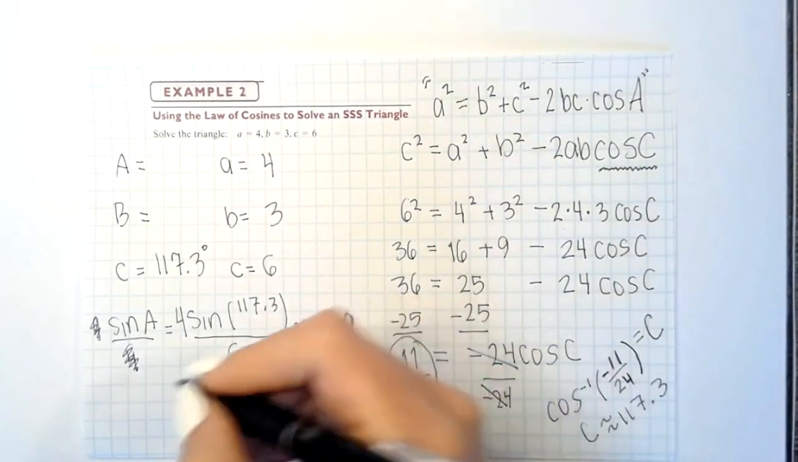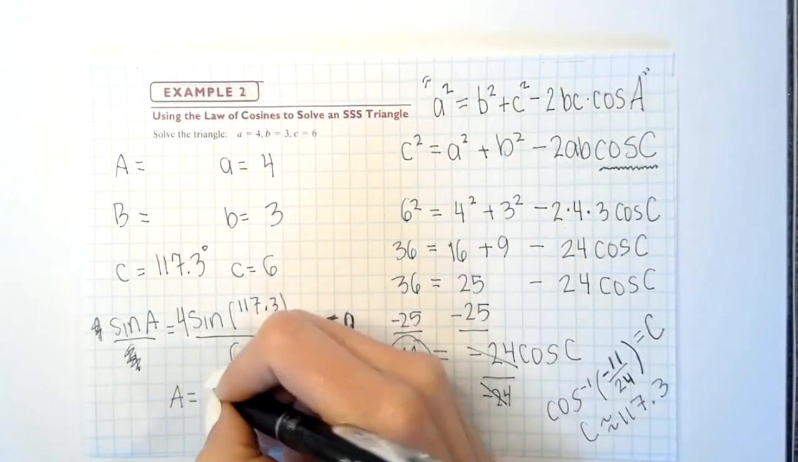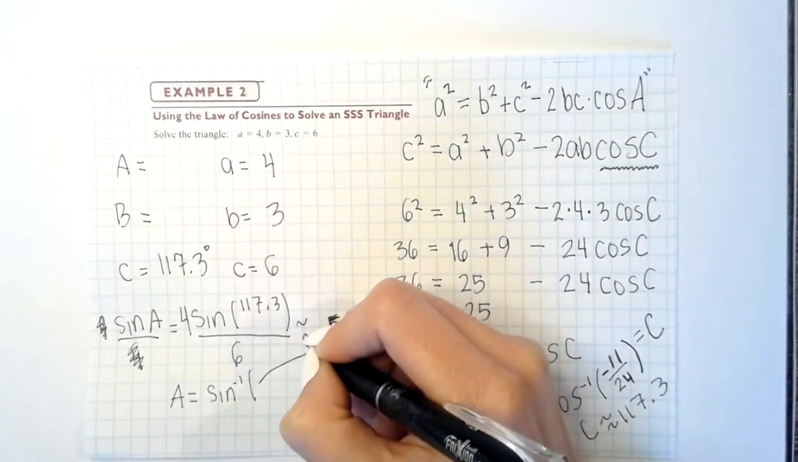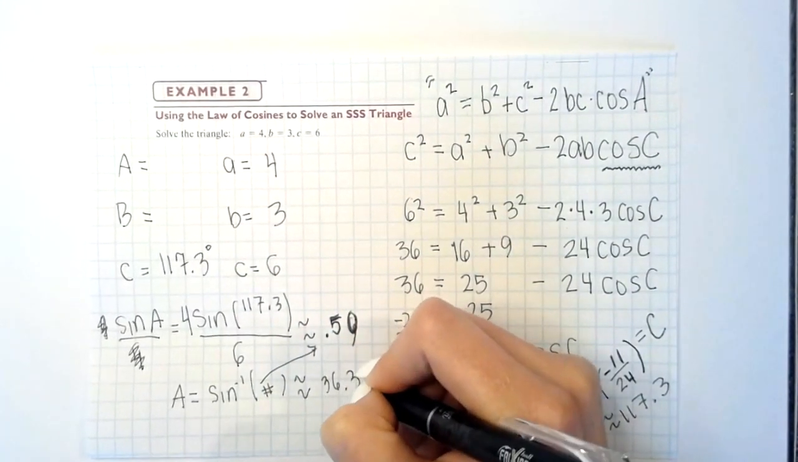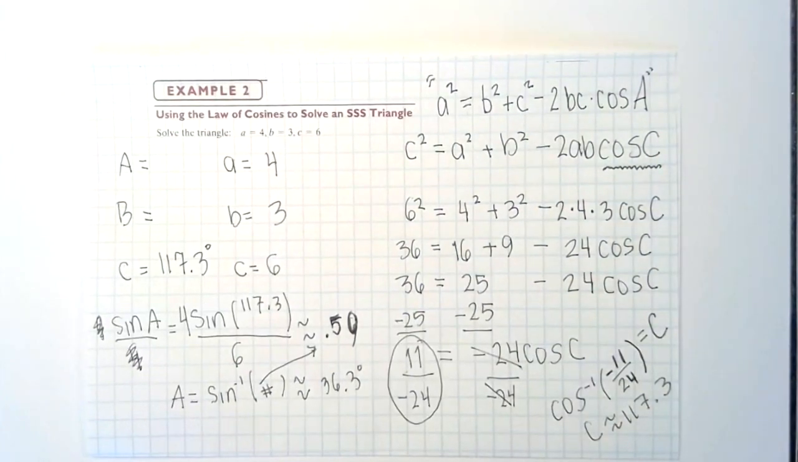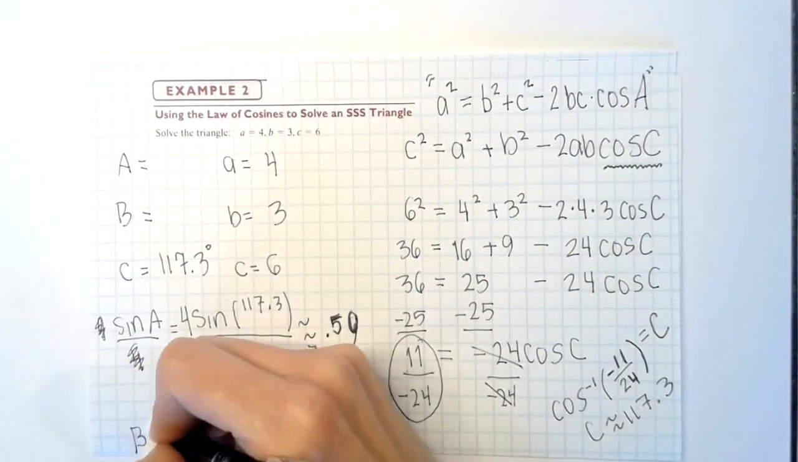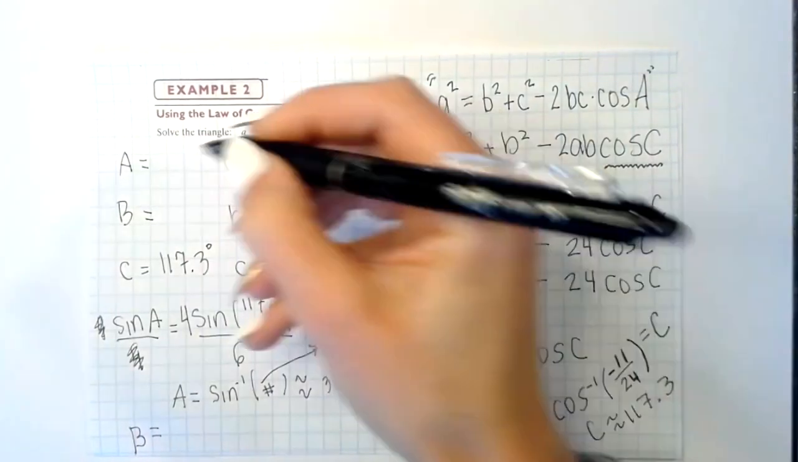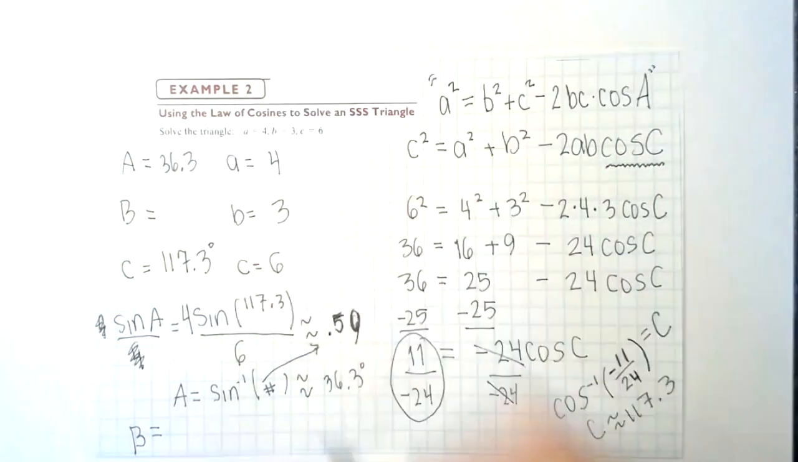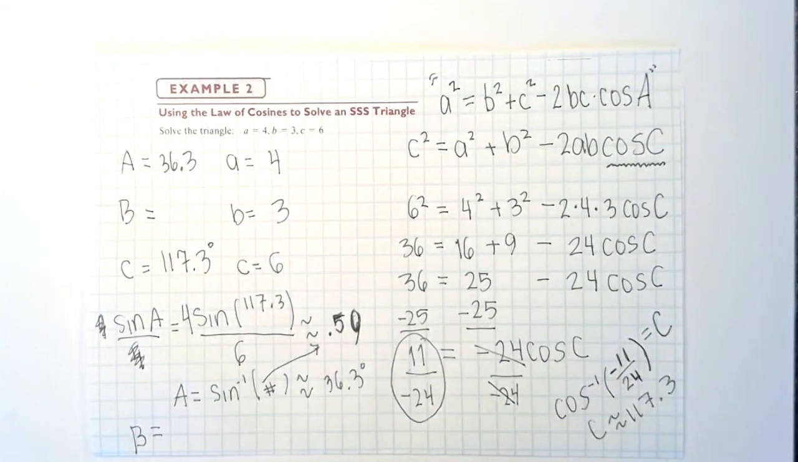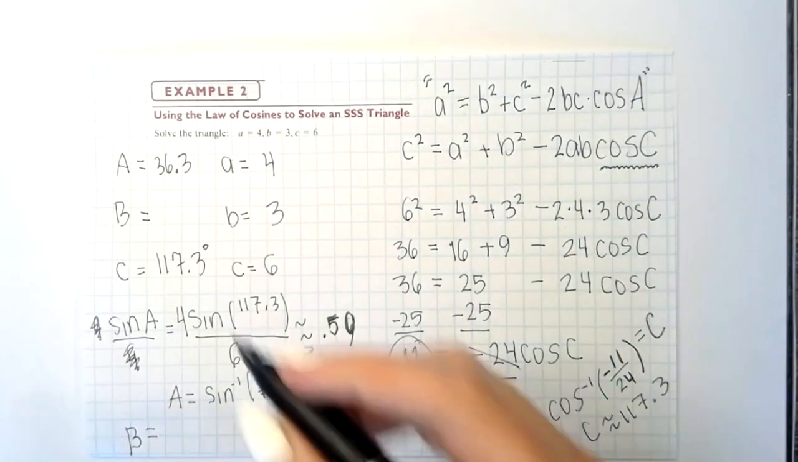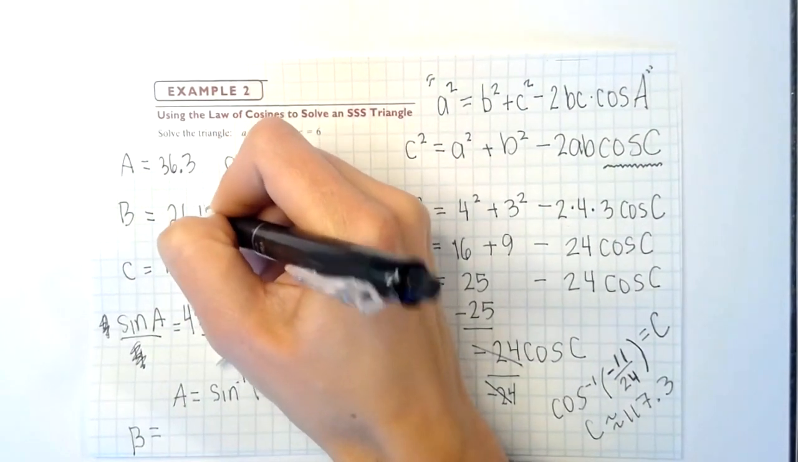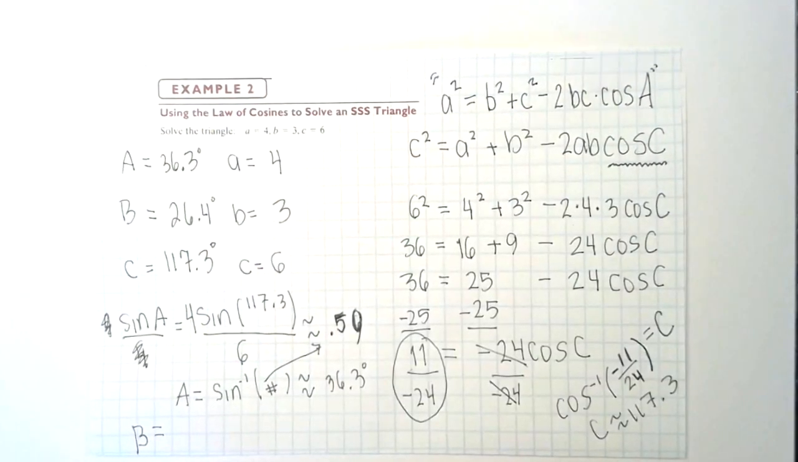All right, so the angle A will be equal to the sine inverse of 0.59. Really use the number that's on your calculator screen, or just leave it as 4 sine 117.3 over 6. And you should get about 36.3 degrees for angle A. And then all you need to do is add those two angles that you already have together and subtract from 180 to get angle B. Big finish, angle B is equal to approximately 26.4 degrees. And that's the end of our two examples.